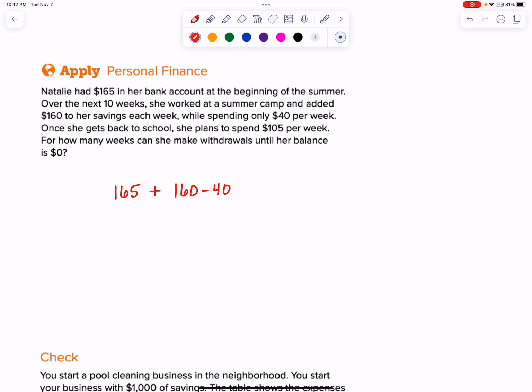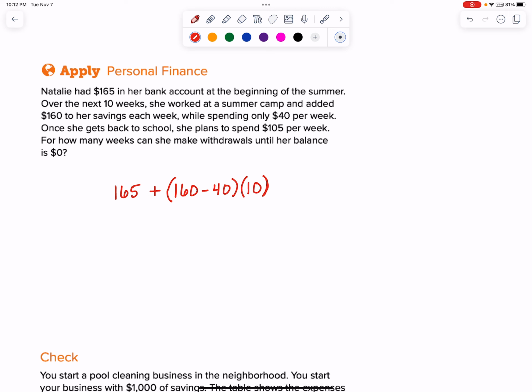Okay, so I have this whole thing right here. So what's happening so far is, in a week she adds 160 and subtracts 40. And that happens for how many weeks? 10 weeks. So I can multiply all that by 10.